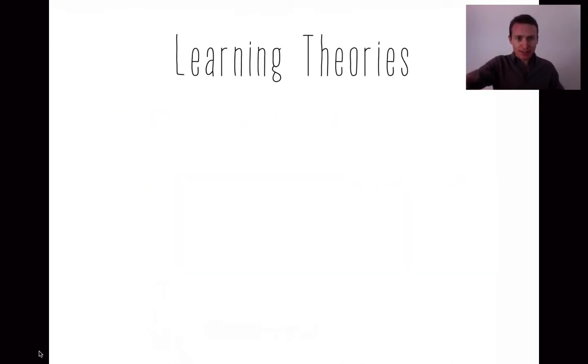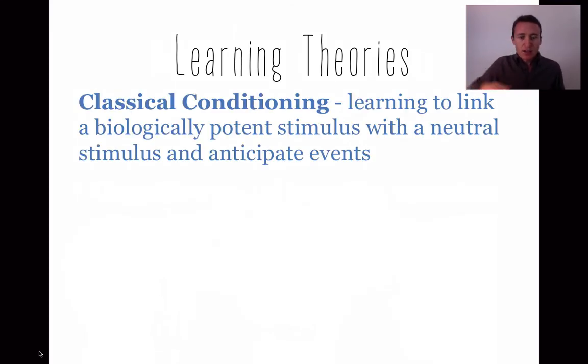All right, so briefly, let's just talk about the three major learning theories that we're going to cover in this module. And then as you go forward, you can get more detail on each one of these. So the first is called classical conditioning. Learning to link a biologically potent stimulus with a neutral stimulus and anticipate events. So let's look at a very basic example. Imagine somebody blows in your face. They go, whew, and they blow in your face. A natural reaction is you're going to blink, because air coming in at your eyes causes you to blink. This is a reflex. It's not learned.